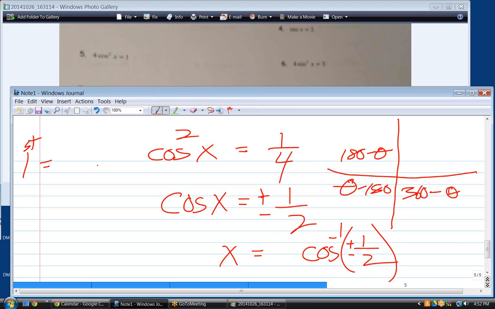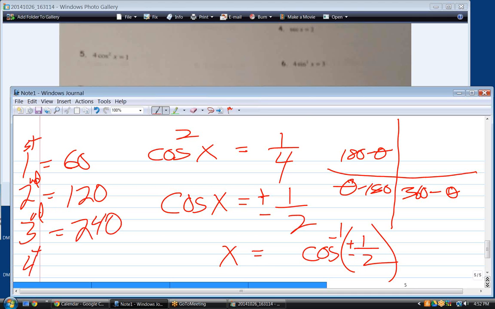So the first quadrant is which angle? Cosine of 1/2 will be 60. Second? 120. Third? 240. And fourth. 300. And there's your 4 answers. It's plus there, it's plus there, but it's minus there, and it's minus there. Since we had plus or minus, we've got 4 answers.